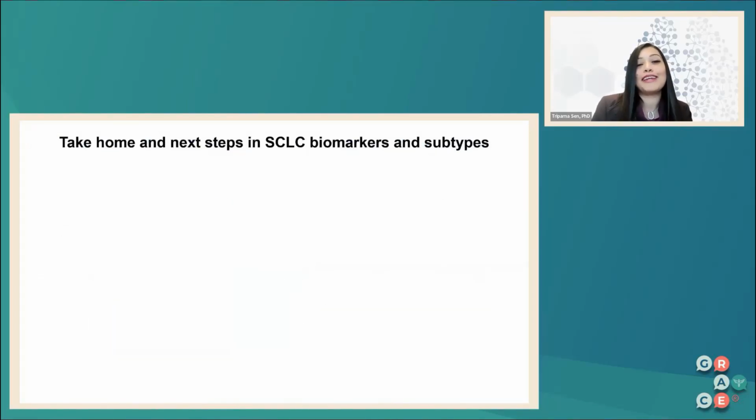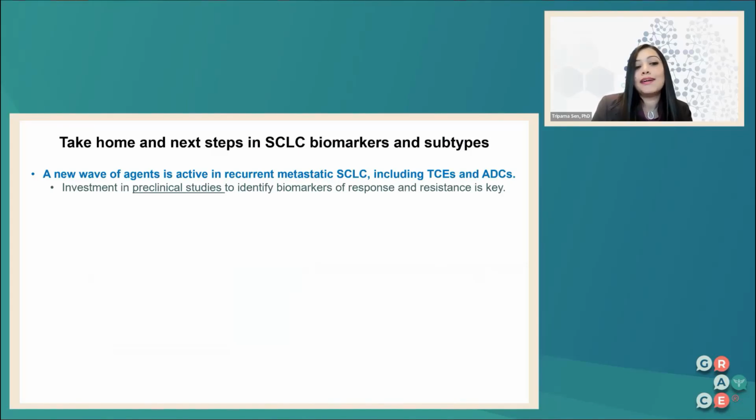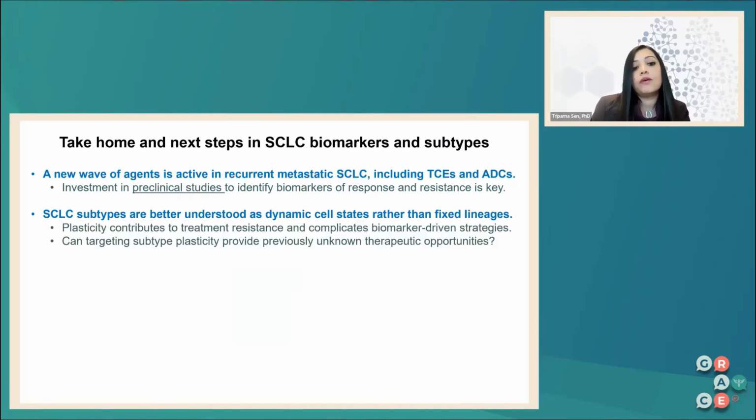So the take-home messages and next steps for small cell biomarkers and subtypes: there is this new wave of agents that are active in recurrent metastatic small cell, including T-cell engagers and ADCs. We are seeing a lot of movement in the clinical setting, but I think investment needs to be done in preclinical studies to identify biomarkers of response. And we don't understand anything about resistance, and I think we need to invest in that. Small cell subtypes are actually cell states rather than fixed lineages, and we need to treat them like that, and we need to understand whether they can be used to define therapies in the clinical setting.